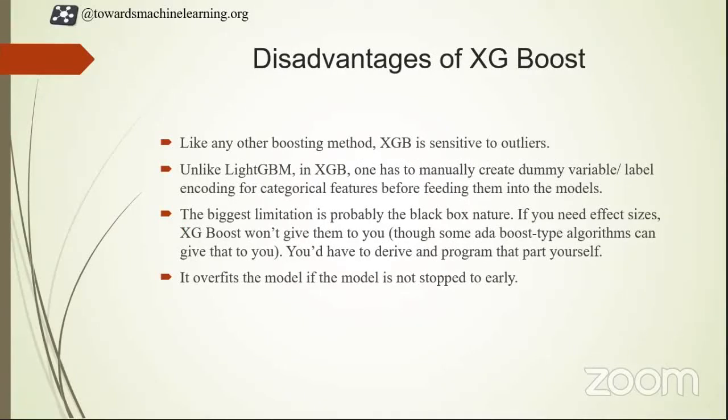So these are certain disadvantages of gradient boost. Like any other boosting method, as we have discussed just now, these boosting algorithms are sensitive to outliers. XGBoost is also sensitive to outliers. Unlike GBM, in XGBoost one has to manually create dummy variable encoding for categorical features before feeding them into models. You cannot directly feed them to your model.